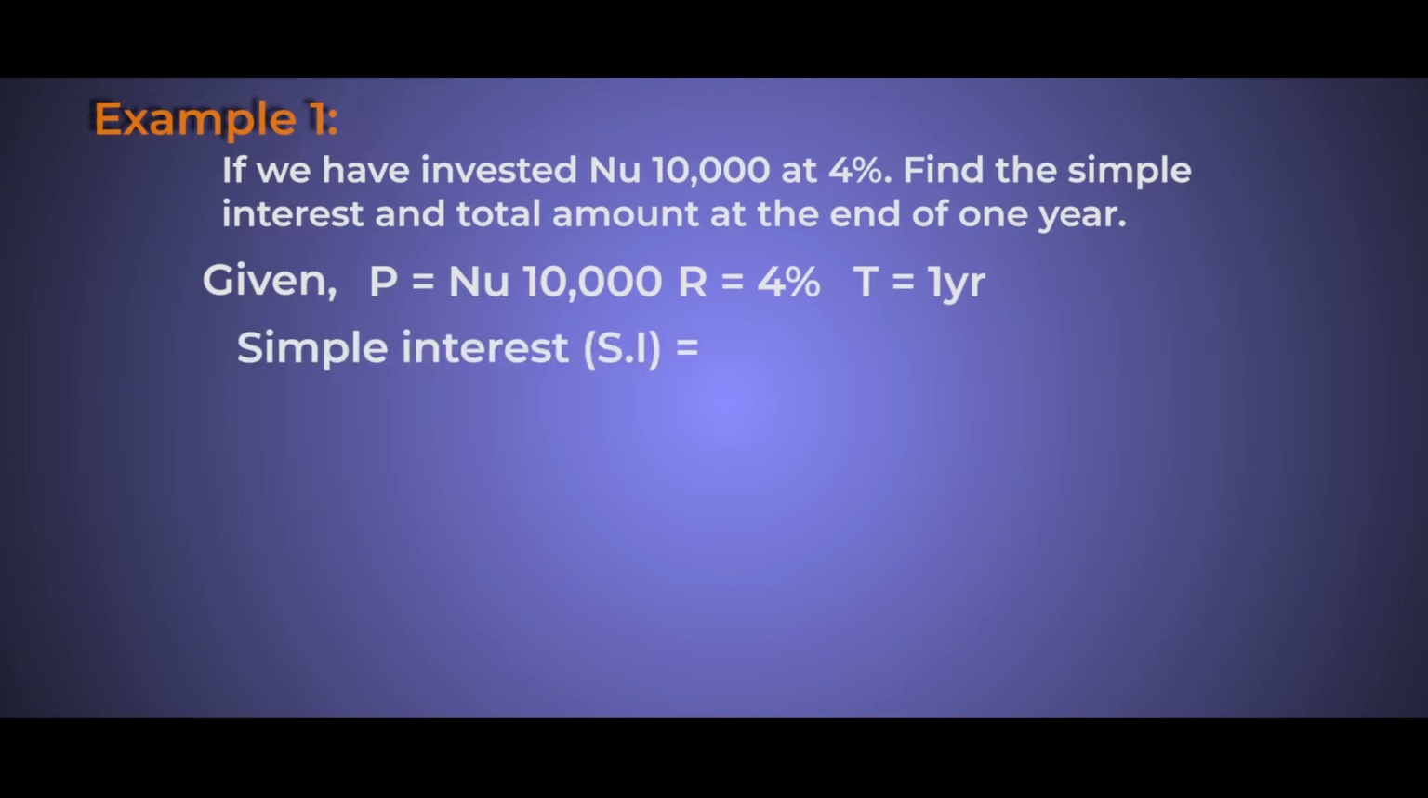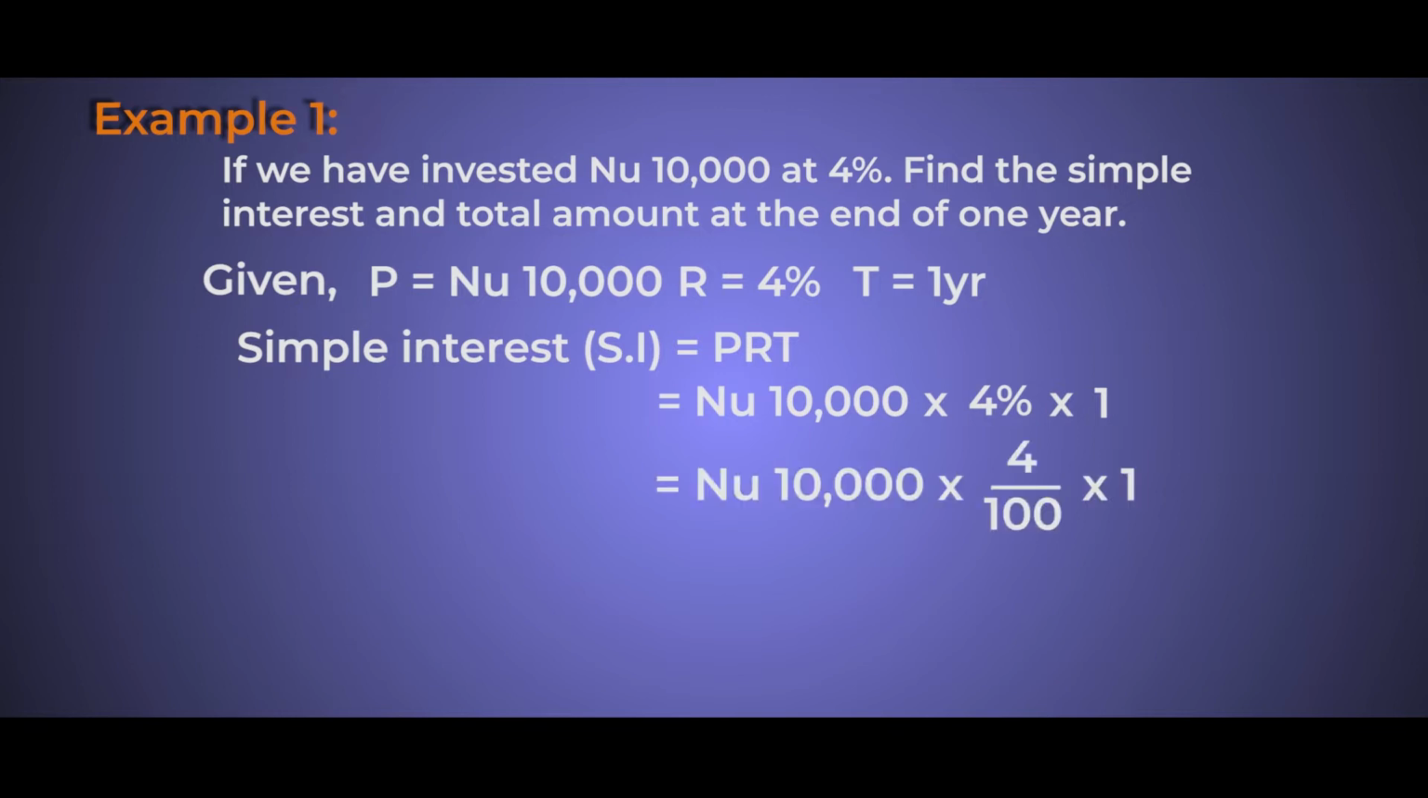Therefore, simple interest will be calculated by the formula PRT. Then we substitute the given into that formula. P is 10,000 times rate 4% times T is 1. Remember, the time should be in years. Suppose it is given in months, then you have to convert that month into years. Do you get me? Here, it is easy. Time is directly given as 1 year. So replace it by 1.